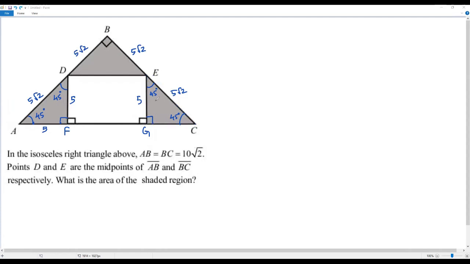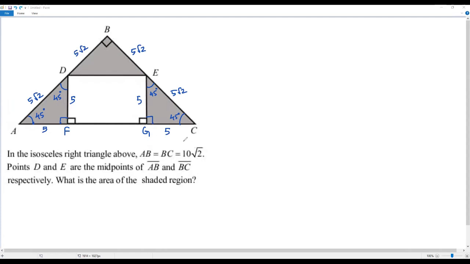It's also an isosceles right triangle because two interior angle measures are equal. So the sides which are opposite to the equal angles must be equal in length. This side of the triangle is opposite to the interior angle measure 45 degrees, and this one is also opposite to the same interior angle measure 45 degrees. So this leg and this leg must be equal in length. So it has to be 5.